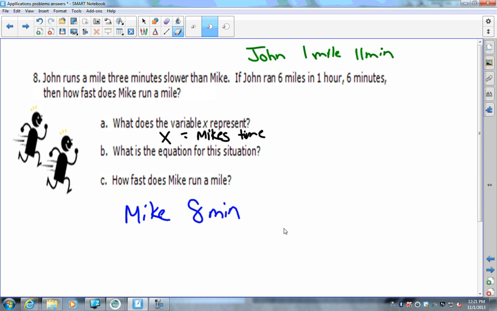Or how about x plus 3 equals negative 66? X plus 3 equals negative 60. That still doesn't work. The problem is you have to have the 6 miles. That 6 has to be in front of X. Plus 6 equals minus 3. Can we just skip it like John runs a mile? John runs a mile 3 minutes slower than Mike.